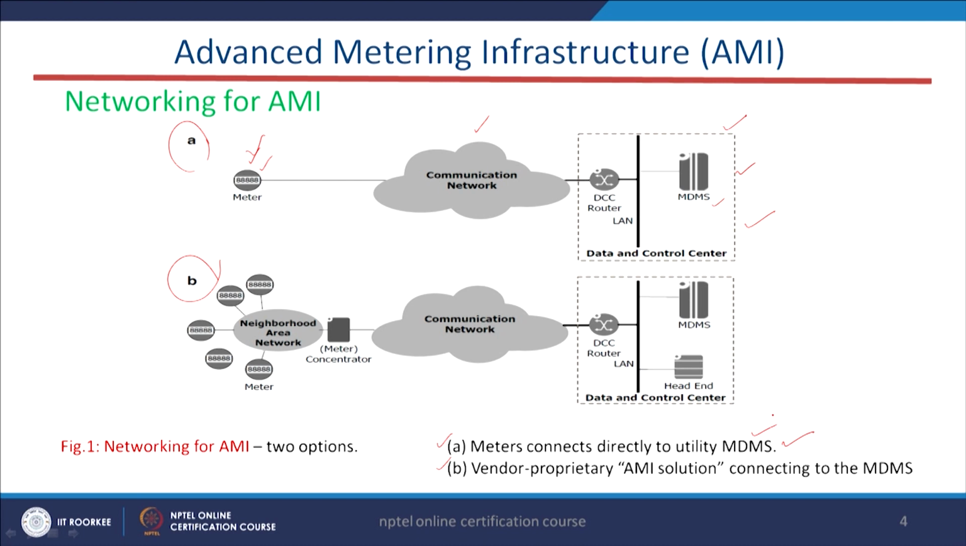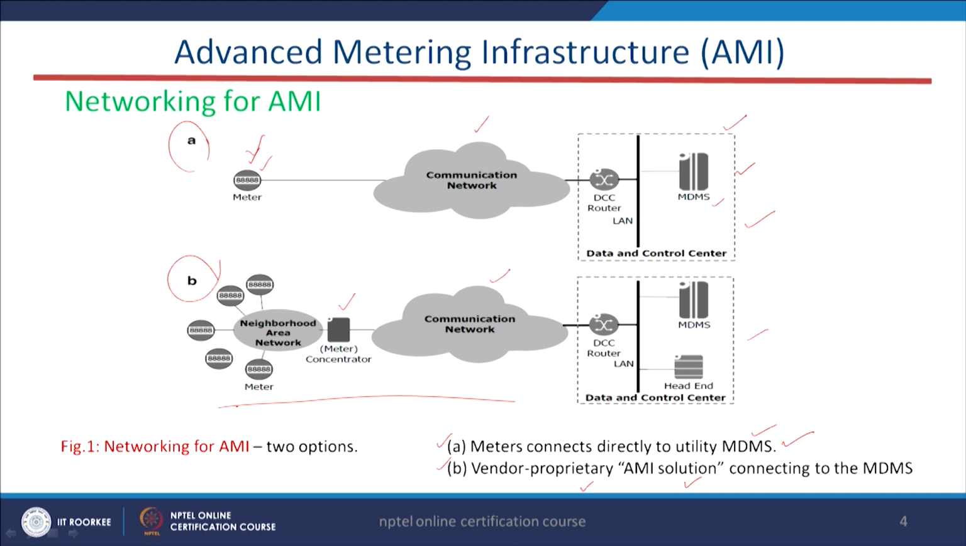It is a direct connection. And the second one is the vendor proprietary AMI solution based connection. What is that? In this case, if you could see from this figure, there are more smart meters which are connected to the meter concentrator, and again through the communication network they are connected to the MDMS of the utility section.